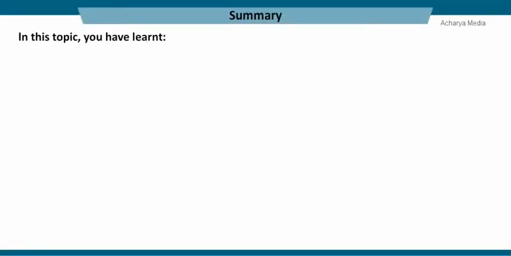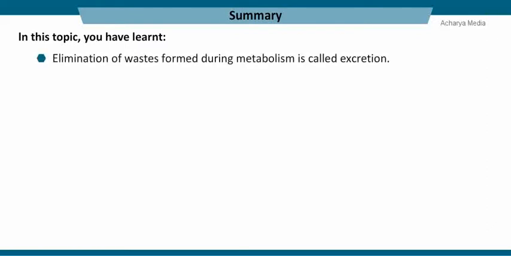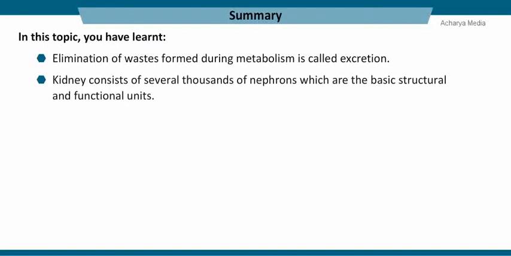In this topic, you have learnt: elimination of wastes formed during metabolism is called excretion. The kidney consists of several thousands of nephrons, which are the basic structural and functional units.